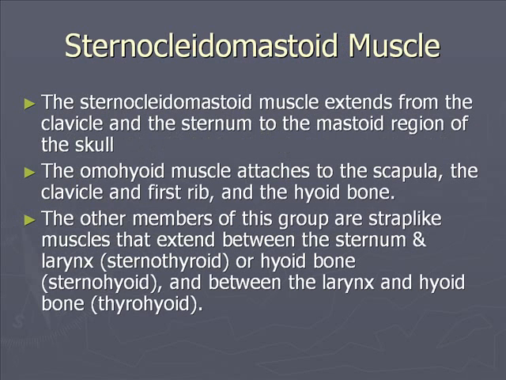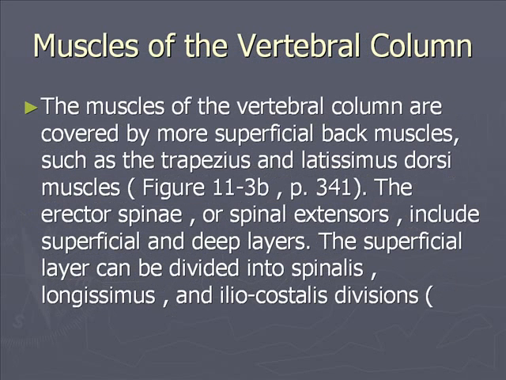Sternocleidomastoid muscle I've already talked about on multiple occasions here, so I'll move on now to the muscles of the vertebral column. The muscles of the vertebral column are covered by more superficial back muscles, such as the trapezius muscle, which is a large triangular muscle on the back, and then the latissimus dorsi muscle, which starts in the lower thoracic and lumbar region. These are muscles that you can see. I have some illustrations coming up as well, but have a reference there in your textbook.